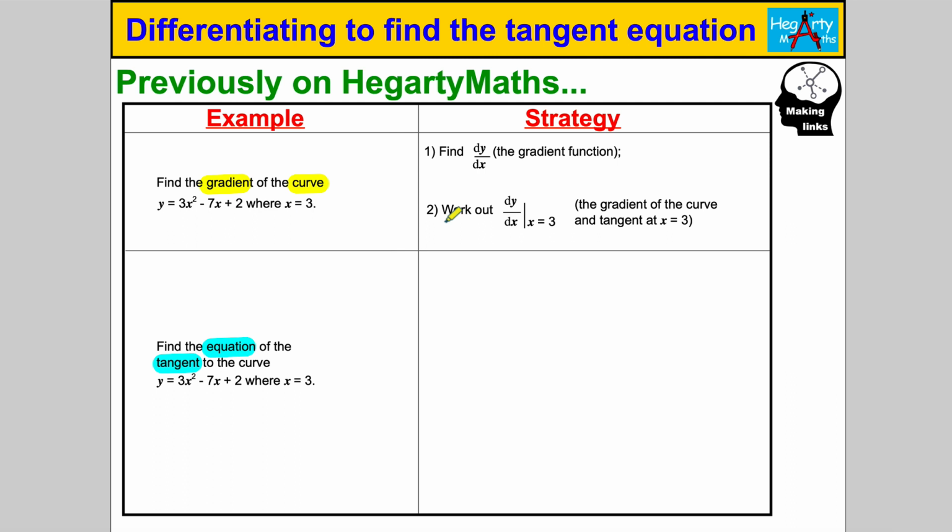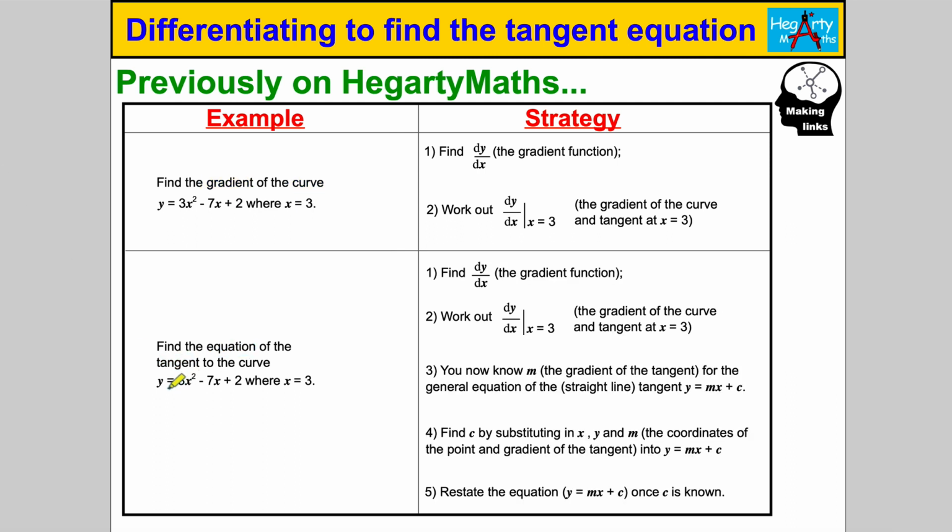Having got the gradient, we're now going to need to state the equation of that straight line, that tangent line. So what we would do is the following 5 steps. The first two are like the one above. We'd find the gradient function, then we'd find the value of the gradient at the point x is 3. That tells us the m, the gradient of the tangent. It's the gradient at that point on the curve, but it's also the gradient of the tangent that touches the curve at that point. So the first two steps will give us m in y equals mx plus c, which is the general equation of the straight line or tangent.